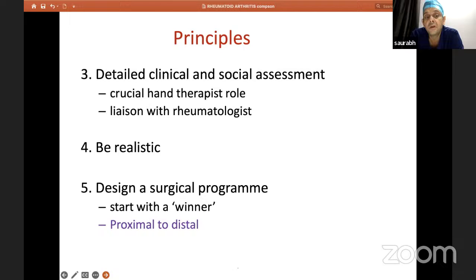And then, of course, start from proximal to distal. So start with the wrist, then go towards the digits. And remember, these patients are there with you for your whole life because they will always have the need for something or the other. So to gain their confidence, start with the winner. Start with a surgery which will help them, and that sort of helps you to gain their trust.